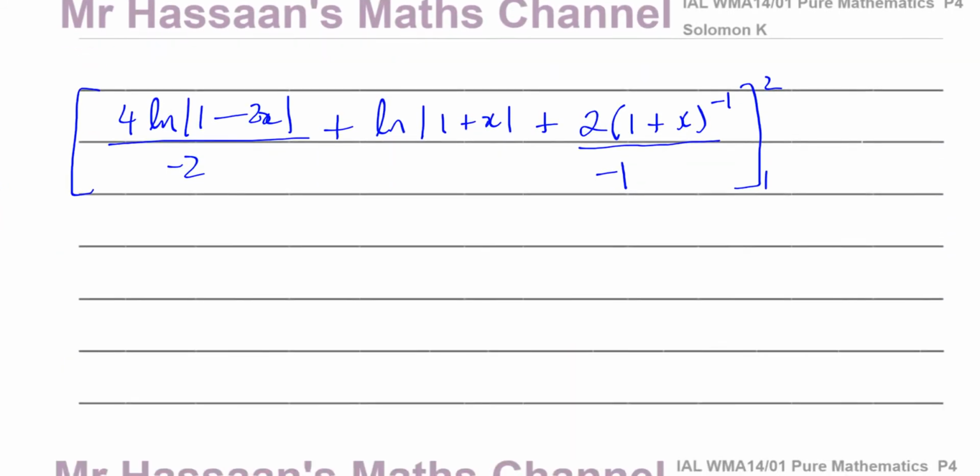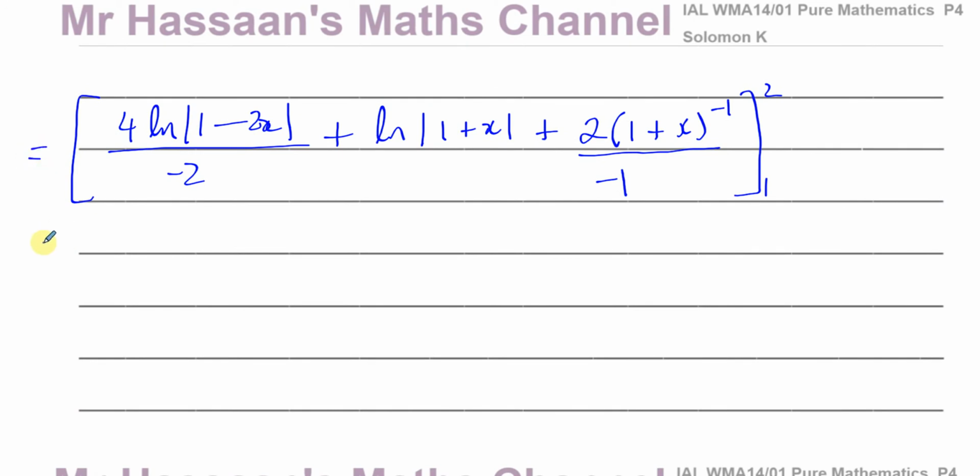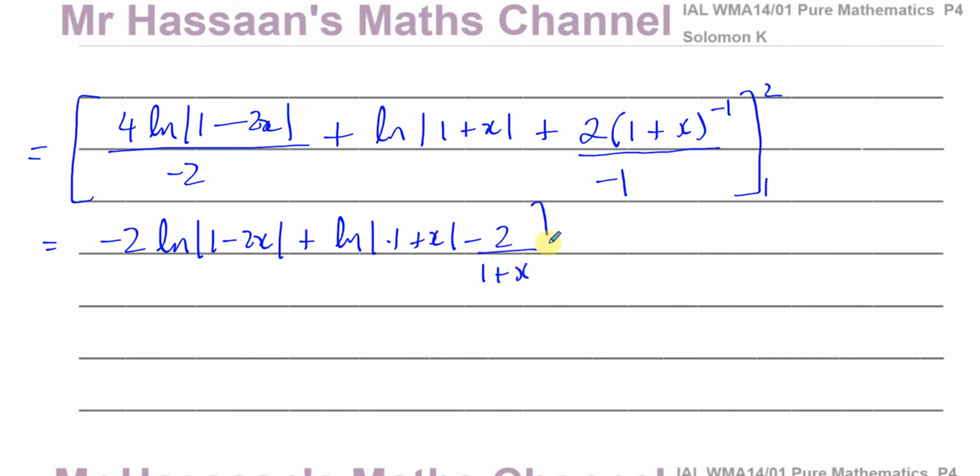Now, let's just simplify this. This is going to give us minus 2 times the ln of the modulus of 1 minus 2x, and this will be plus the ln of the modulus of 1 plus x, and this will be minus 2 over 1 plus x to the power of 1. And all of that with the limits of 2 and 1.